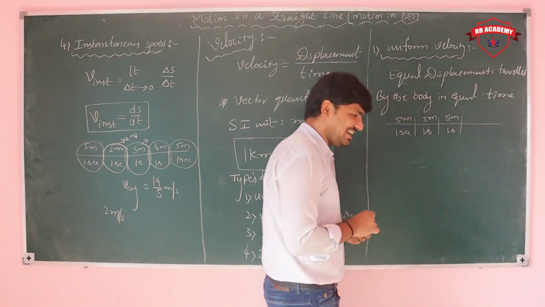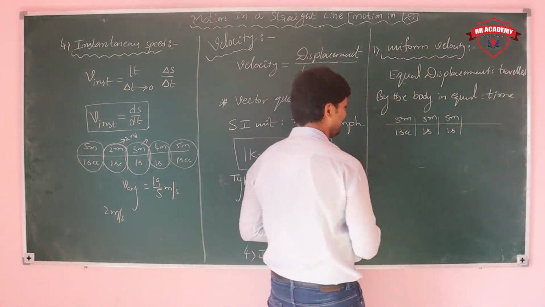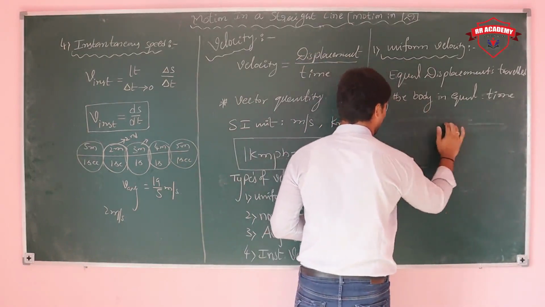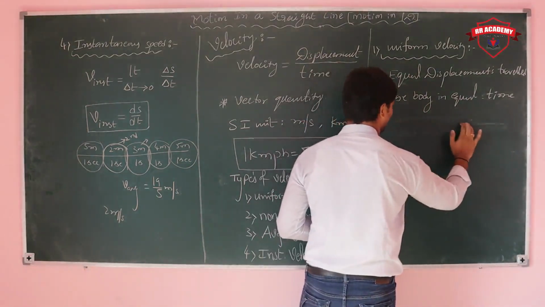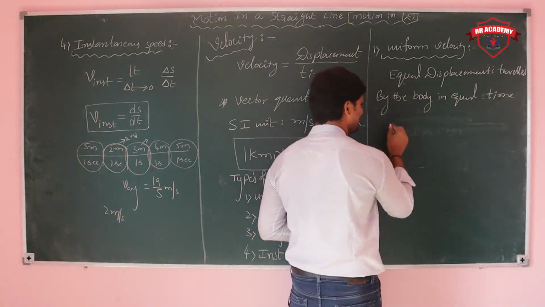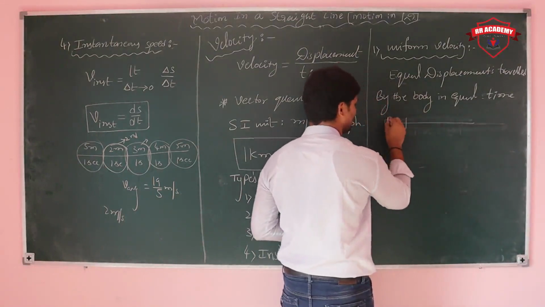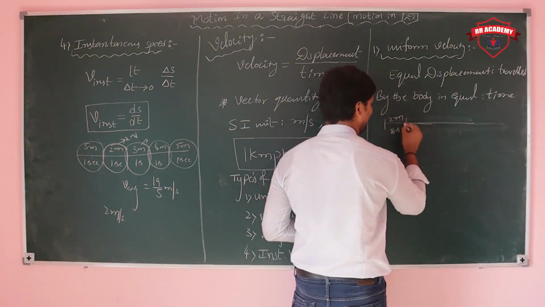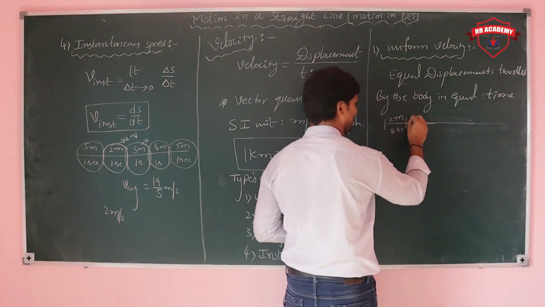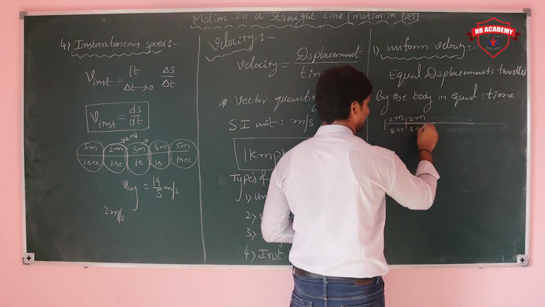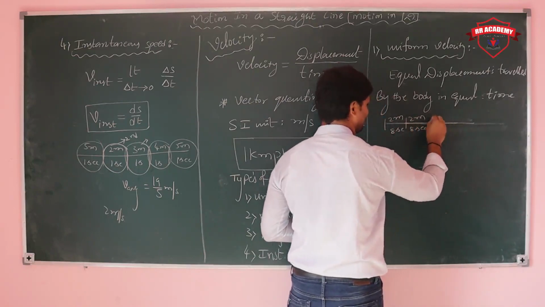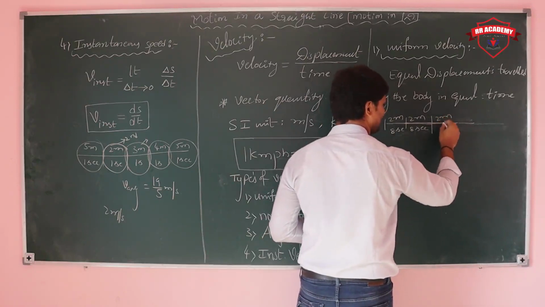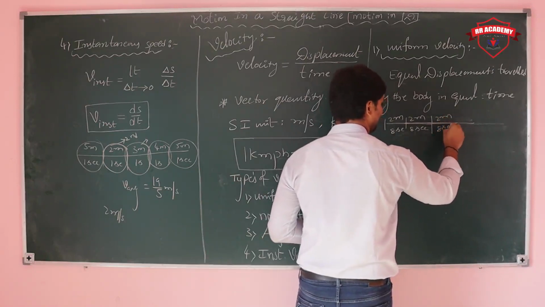Or else you can take yesterday's problem, if you remember. A drunk person is walking 5 meters forward, 3 meters backward, 5 meters forward, 3 meters backward. What is the net displacement of the person? 2 meters in 8 seconds. And again 5 meters forward, 3 meters backward: 2 meters in 8 seconds. Next, 5 meters forward, 3 meters backward: next 2 meters in 8 seconds.